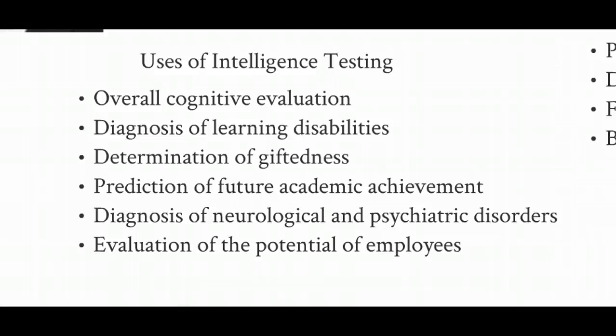Sometimes we do gifted evaluations. That would be typically an IQ above 130. We can use IQ score to predict future academic achievement. We can use IQ score to help us diagnose neurological and psychiatric disorders. And some organizations, specifically like the military, use intelligence tests for potential employees or service members.